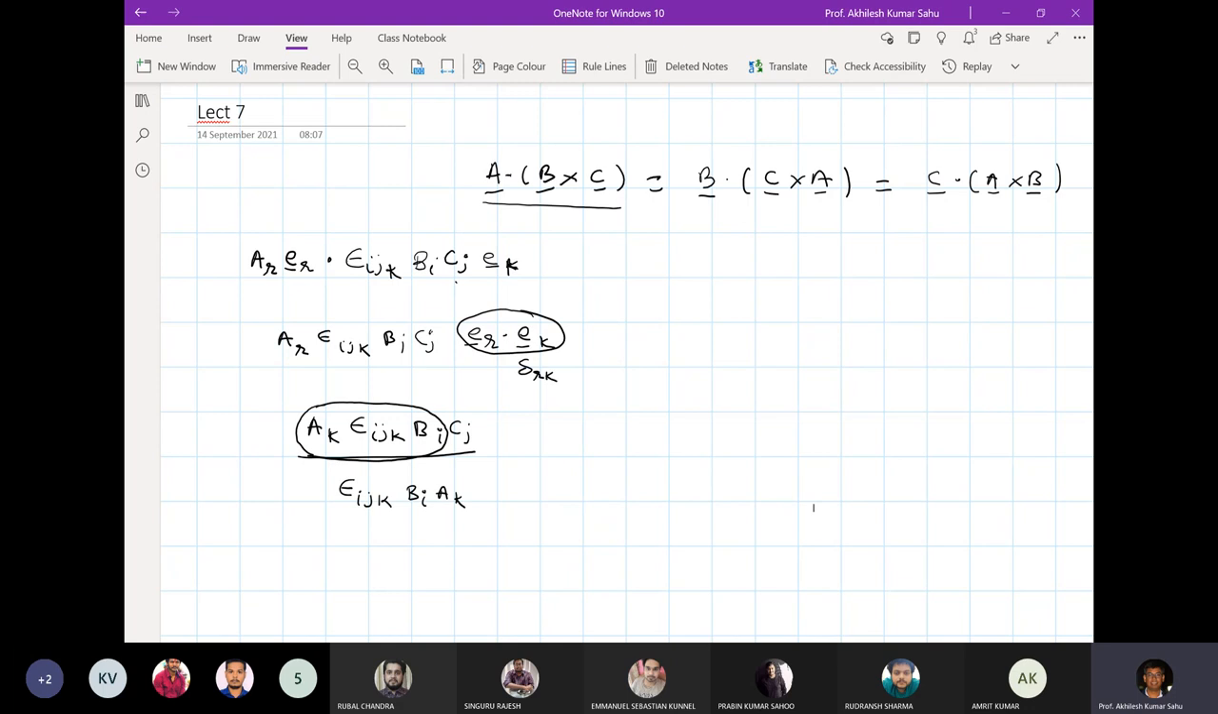Okay, so if I look at this, right, see, this is BIAK epsilon IJK, and in this epsilon, this is I and K. So this is same as, let's say if I move K from third place to first place, I from first to second, and J from second to third, it will be KIJ, same, right? No change. And then BIAK and CJ. And so this is equals to what? So epsilon KIJ, sorry.